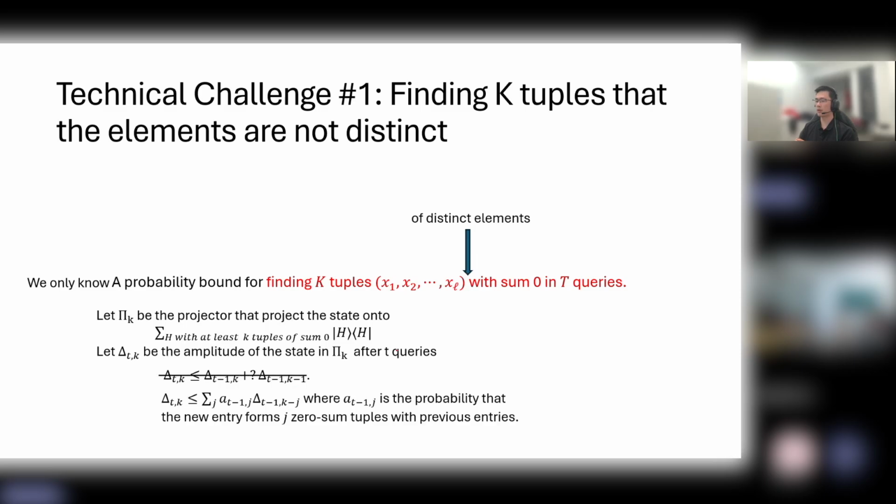What we have is something like this. We have a summation over different j's, where the coefficient a_{t-1,j} means the probability that the new entry forms j zero-sum tuples with previous non-bound entries. So this actually causes a problem. If you bound it like this, you get a really bad bound, not one suitable for later proofs.